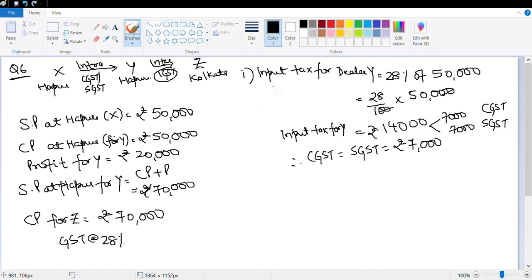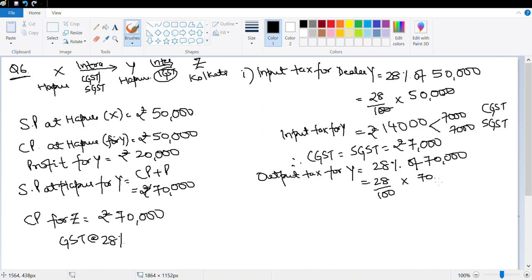Oh, before that, I have to calculate output tax as well. So output tax for Y will be calculated again at SP this time. So his SP is 70,000. So this will be 28 upon 100 into 70,000. So this is 28 into 7. That's 140, 56, that's 196. So that's 19,600. So the output tax is 19,600.